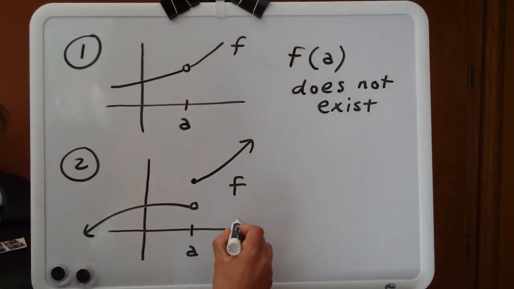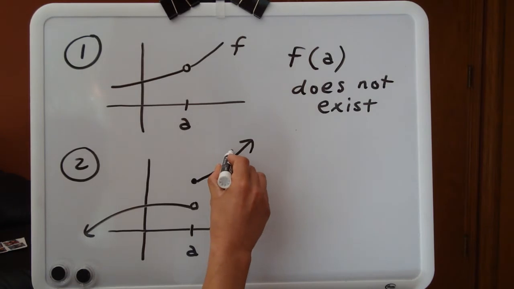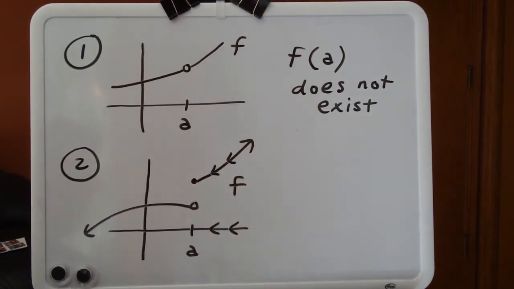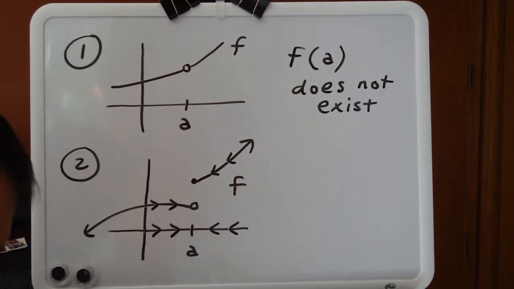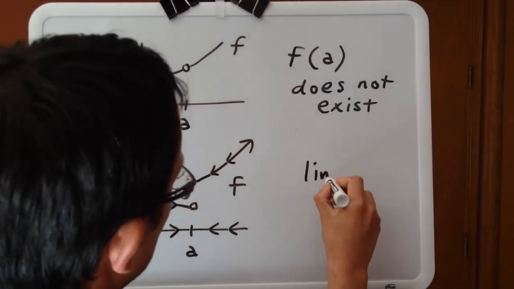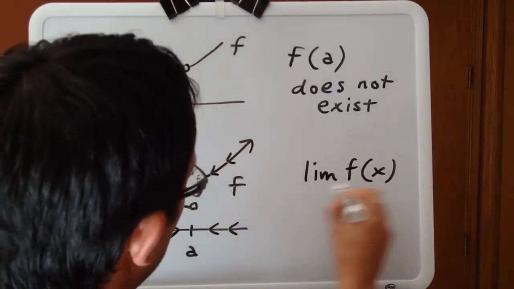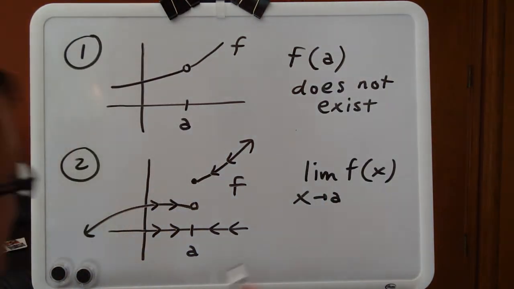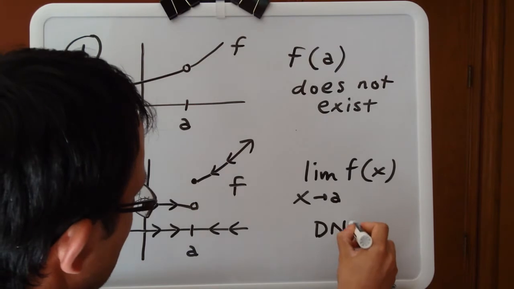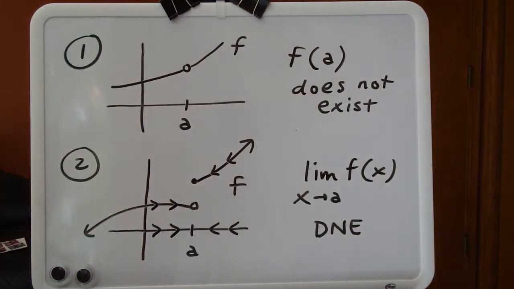So you'll notice as we approach a from the right-hand side, we're following this branch of the function, and the limit would be here. As we approach a from the left, we would be following a different branch, and the limit would be here. So for that reason, this function is also a discontinuous function at x equals a. So we could say here, the limit of the function as x approaches a doesn't exist. So this is yet another reason that a function could be discontinuous.